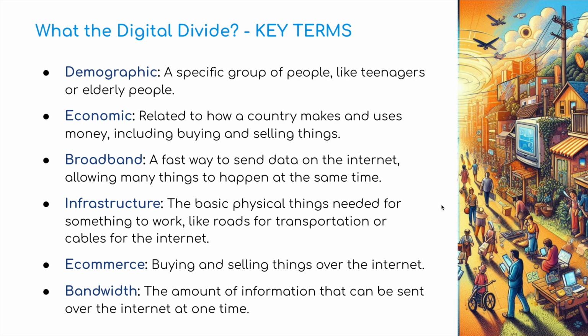Okay, key terms that might come up on an exam paper. Demographic, a specific group of people like teenagers or elderly people. It's basically identifying groups of people. Economic, relates to how a country makes and uses money, including buying and selling things. Broadband, a fast way to send data on the internet, allowing many things to happen at the same time. And infrastructure, the basic physical things needed for something to work, like roads for transportation or cables for the internet. E-commerce, buying and selling things over the internet, things like Amazon, eBay. Bandwidth, the amount of information that can be sent over the internet at one time.